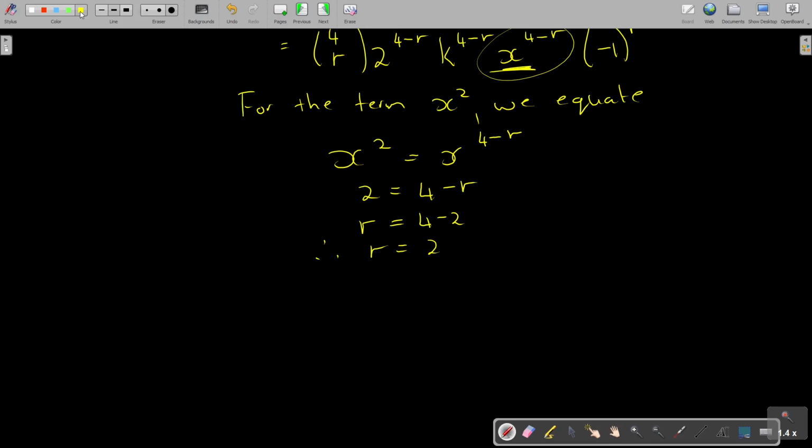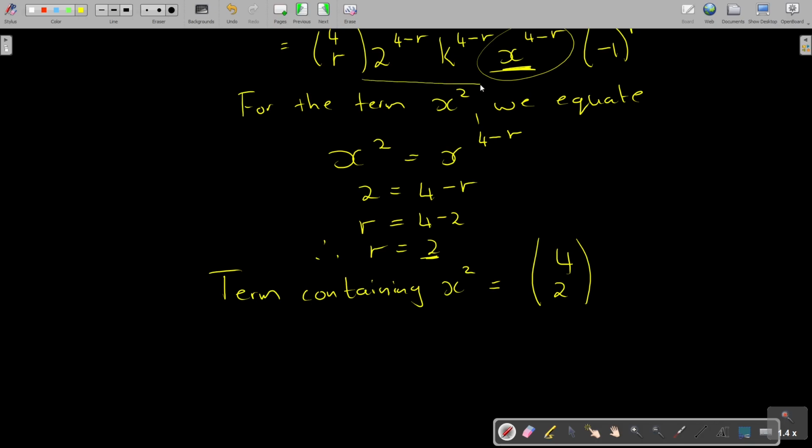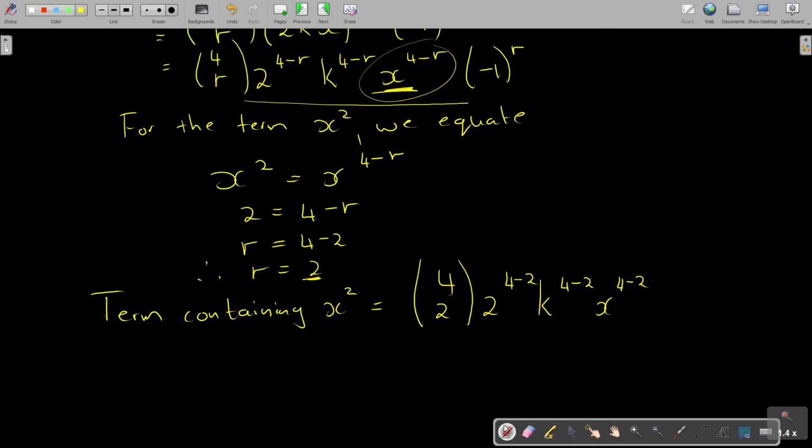So I'm just going on with that term containing x². Okay, so don't forget it's 4, but that's the value of r. It's also a 2. And then I'm just going to that step there. So it's 2, 4 minus 2, k, 4 minus 2, x, 4 minus 2. And this negative 1 will not have an influence, but let's just write it. And that's to the power 2.